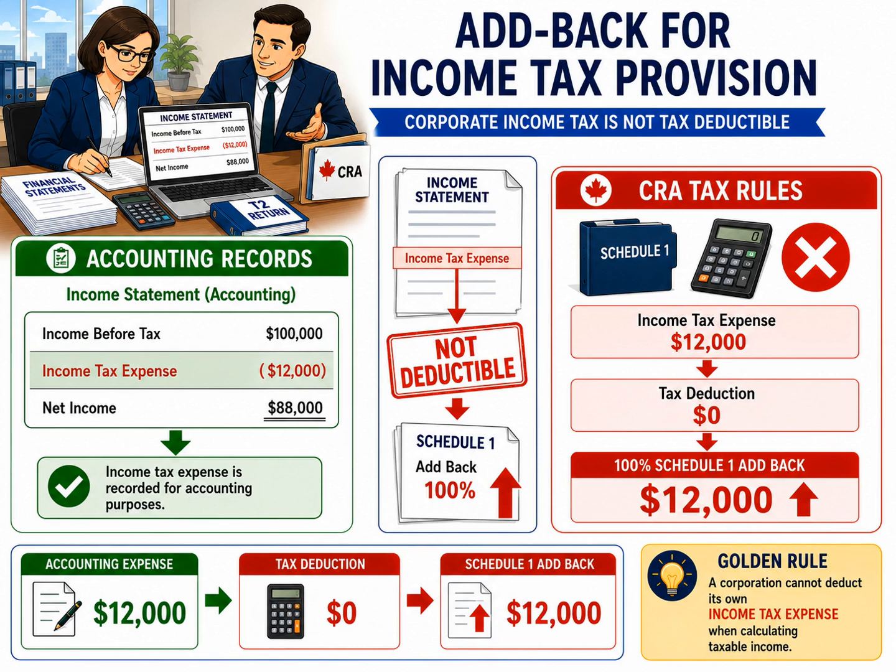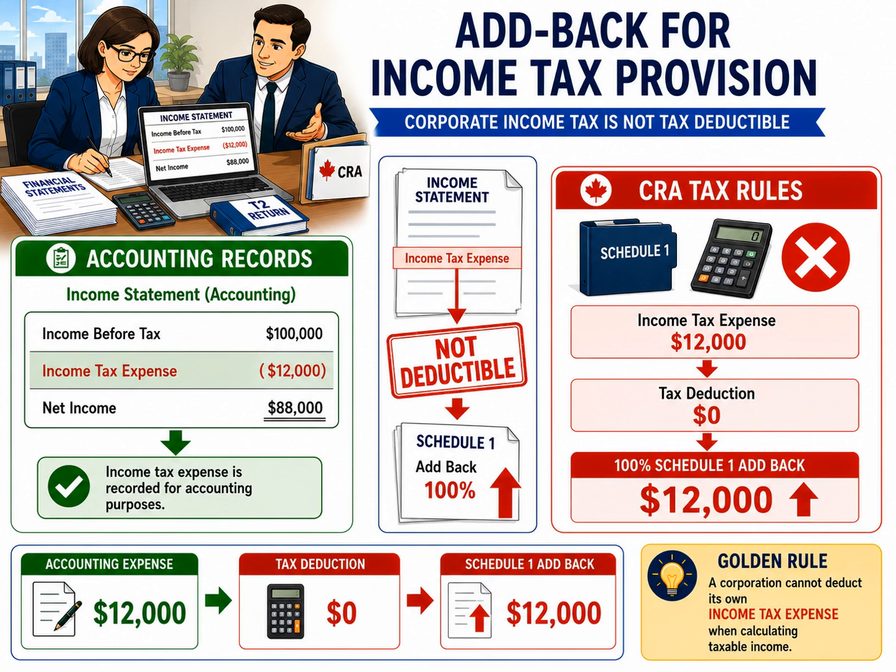When calculating taxable income, the corporation is not allowed to deduct its own income tax expense. In other words, the cost of paying corporate income tax cannot itself reduce the income on which tax is calculated. Therefore, the entire income tax provision of $12,000 must be added back on Schedule 1.